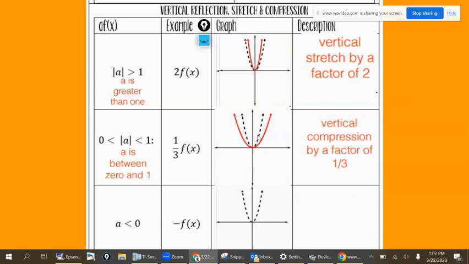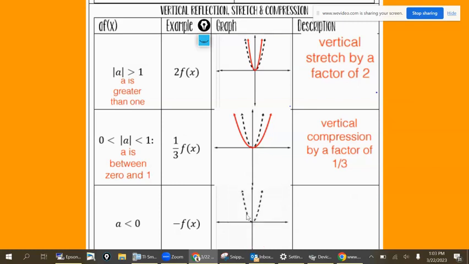So a vertical stretch and a horizontal compression are the same thing. A vertical compression and a horizontal stretch are also going to be doing the same type of actions. So that's what I was going to be showing. Those are the similar things. Now this one's going to be a reflection because it's being flipped this way.